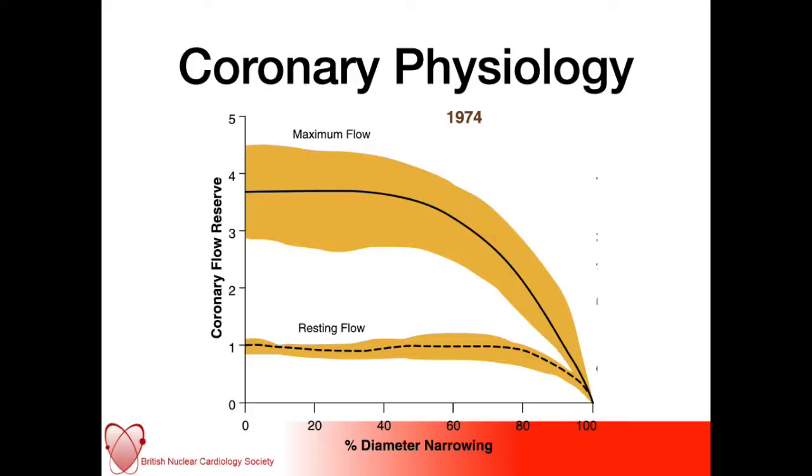What we're trying to exploit is essentially this same dog experiment performed by Lance Gould, where he demonstrated that resting flow is maintained across stenoses until they reach around the level of 80 to 90%. However, if you were to cause hyperemia and increase that maximal flow across the stenosis, the flow is decreased at around the level of 50%, and therefore we need to recreate that hyperemia.